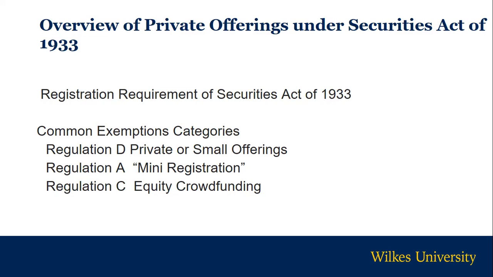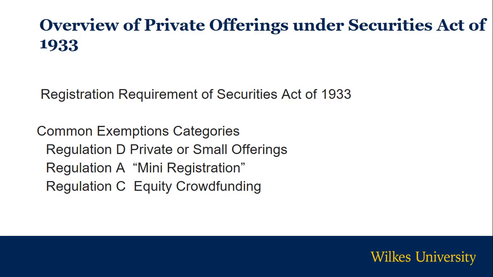So the most common exemption categories: there's Regulation D, private or small offerings, Regulation A, mini registrations, and then the new kid on the block, Regulation C, equity crowdfunding. And with equity crowdfunding, that is a method where an issuer can sell securities over the internet to an unlimited number of people. And so it differs from Regulation D, which limits the number of offerees and limits the type of offerees. Regulation A has this sort of mini registration requirement.